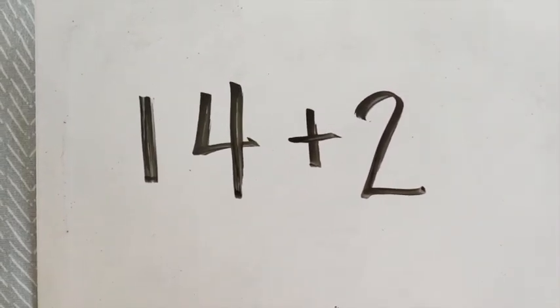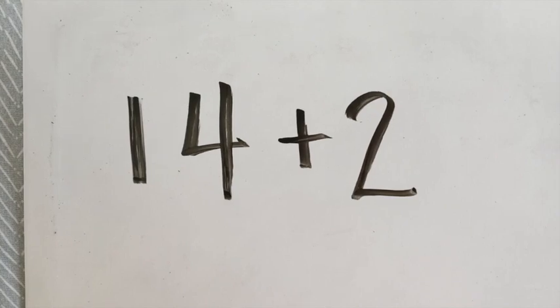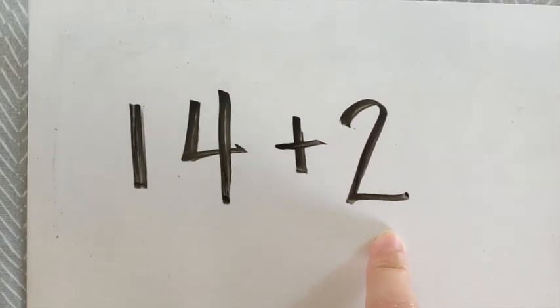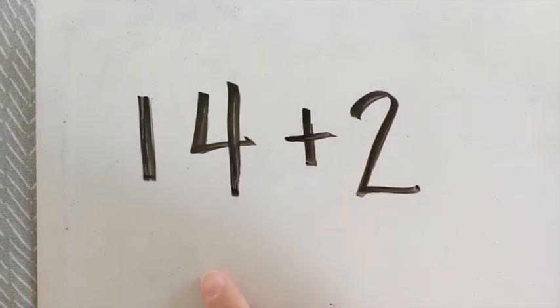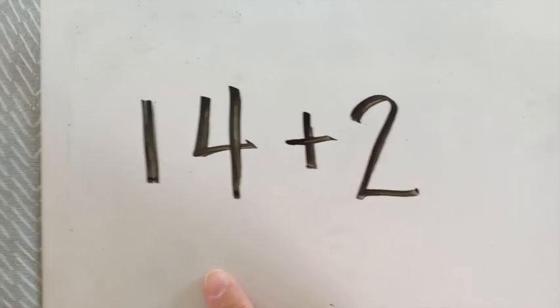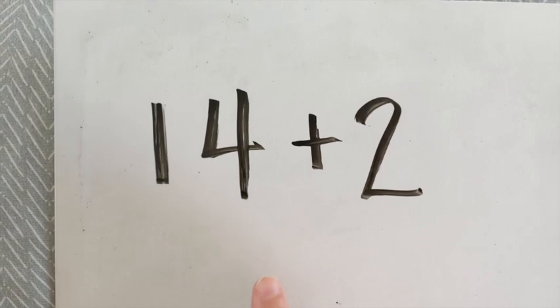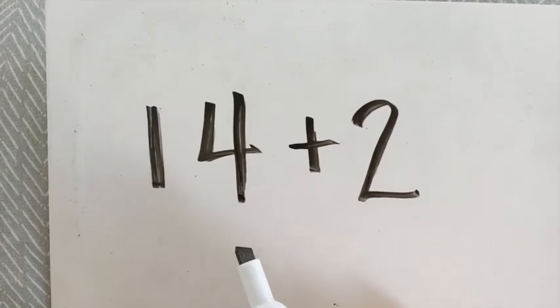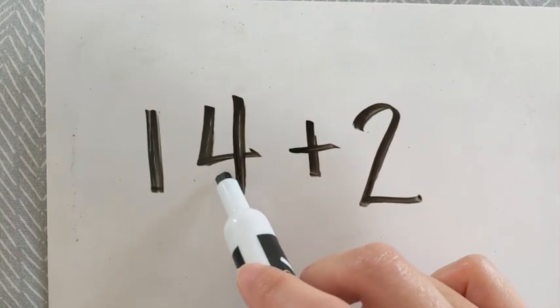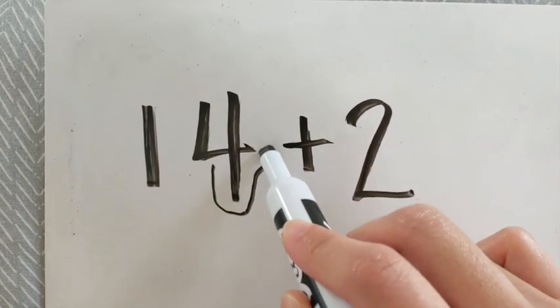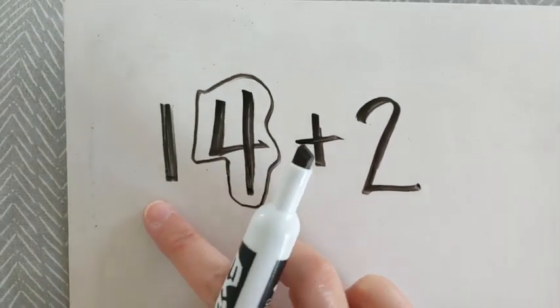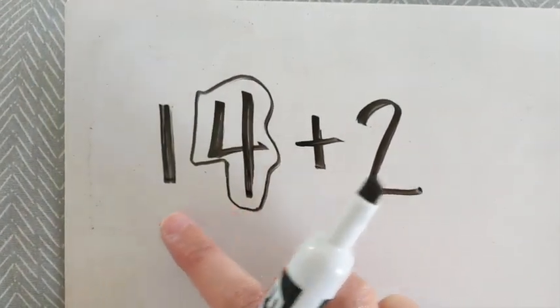Next, I'm going to show you how to add mentally a 2-digit number with a 1-digit number. Now, obviously, we can't use the doubles fact knowledge here. What we do need to do is we need to focus on the ones place. Okay, so mentally in your head, you're just going to focus on the 10 and the 4.